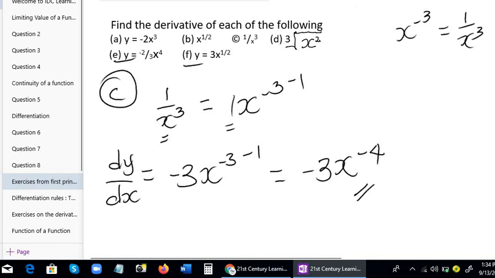Alright, we are going to take D now. We are going to also differentiate this. All these are under first principle.